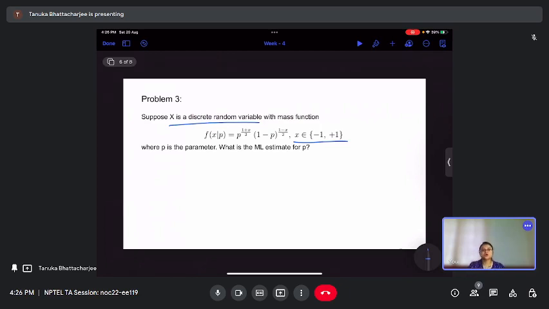So here also we will first determine the likelihood of this data set, P(D given p). D is the same set of n observations of x, x1 to xn. So this will become as before.